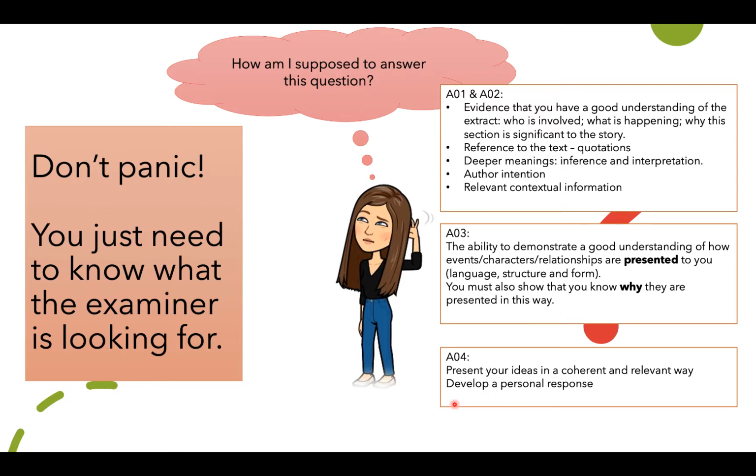And finally, we have AO4, which is all about how you present your ideas. So whereas AO1, 2 and 3 are about how you interact with the extract, what you pull out, what you say about it, AO4 is really about how you say it. This is to do with how you construct your answer, how you organise your ideas, and how you really express yourself. It's also where you show that you've developed a personal response. So the examiner wants to see that you've read the extract and that you've got a response, that you've got clear ideas that you want to express.